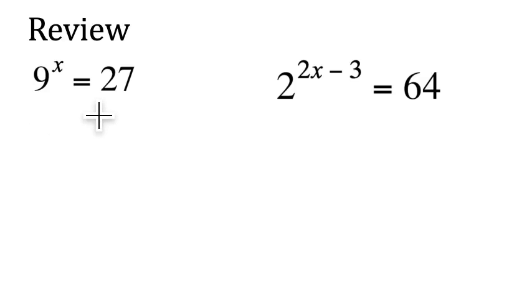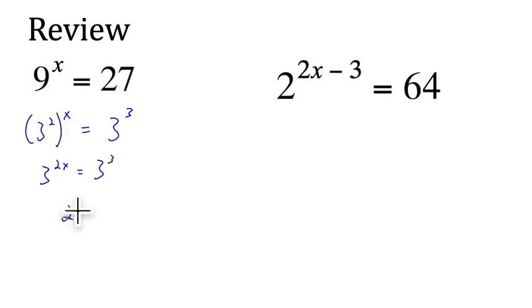But with this equation, we can rewrite both sides as powers of 3. So 9 is 3 squared, so it's 3 squared to the power of x, just rewriting 9 to the x power. And 27 is the same as 3 to the third power. Now, using our exponent rules, this is equal to 3 to the 2x power. So now we have 3 raised to the power of 2x equals 3 raised to the power of 3.